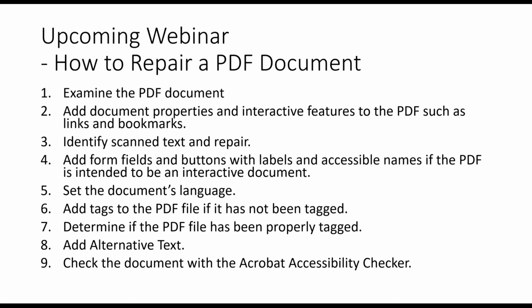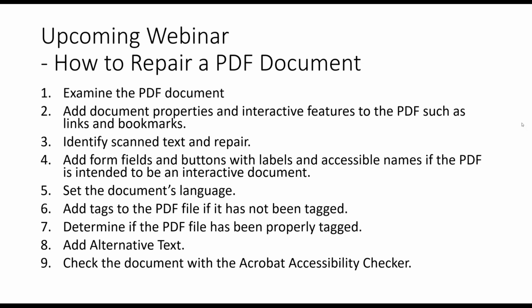Acrobat has some really cool tools. I believe one of them is called OCR. I can't remember for the life of me what that stands for, but it's a neat little text recognition feature that's with Adobe, that they can actually read those image text and convert it back to editable text, which is really helpful. How to add form fields and buttons with proper labels and accessible names to the PDF, so it can be a proper interactive document.